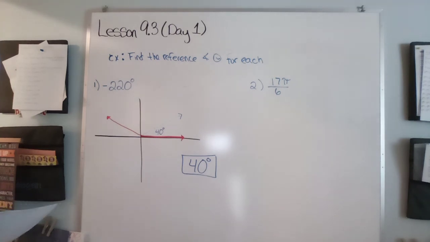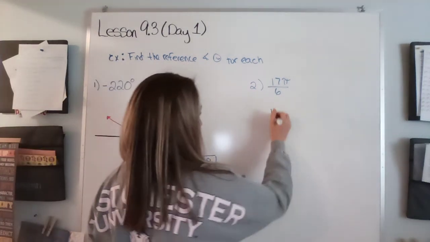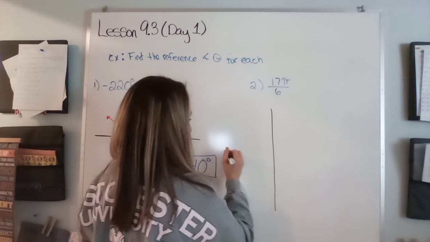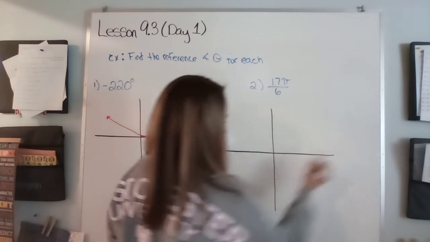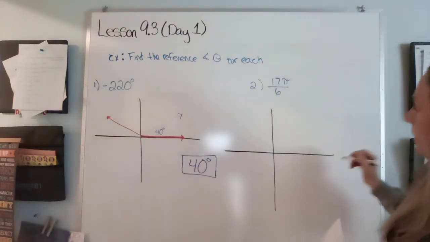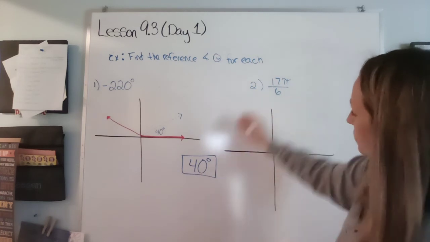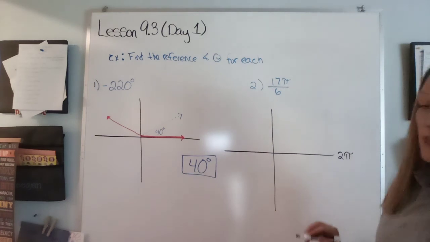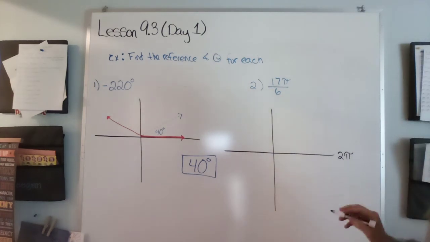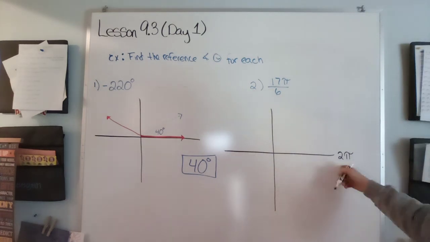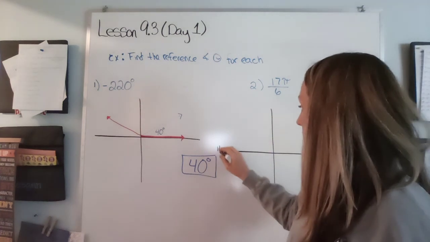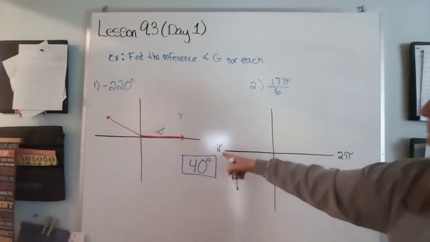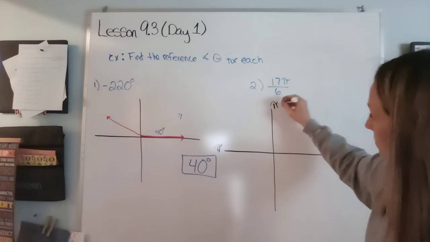So I want you to think about where this would be in our coordinate plane in radian form. So let me sketch it again. Okay, so remember we talked about a full circle being 2 pi. If you divide 360 in half you get 180, divide this in half and you get pi. Divide pi in half, you get pi over 2.